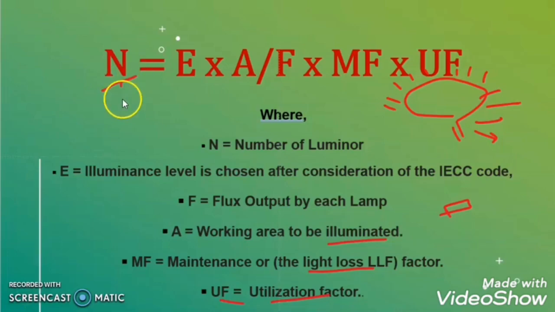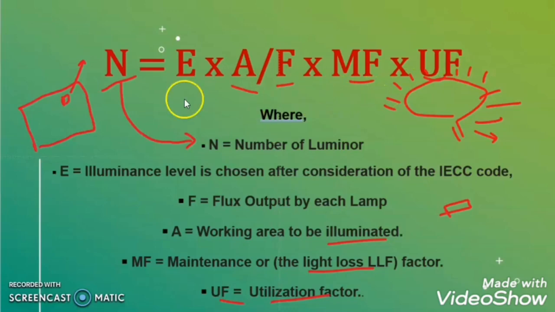In order to calculate the number of luminaires, we need to know the value of E, that is how many lux we need to achieve in a given space or area, and what is the area of that space. We need to know how many lumens a single light is producing, or in simple language, how much light is produced by a single light fitting or luminaire. So this we have to know. MF and UF, the maintenance factor and the utilization factor, I will discuss later.